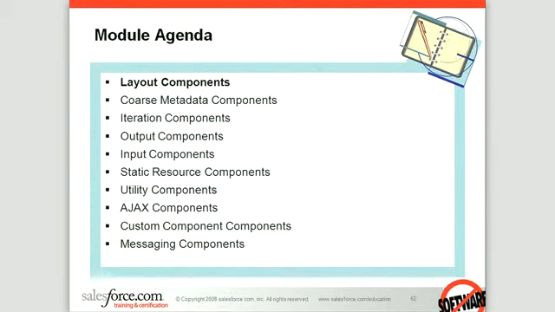So we're going to talk about layout, course metadata components. You've actually already used a couple of those. Iteration, input and output, static resources. We'll talk about some non-visual components, some AJAX, some custom components. So there's a whole slew of different components. Remember that there's about 70 tags within the library. We're not going to cover all of them, but we're going to go through a bunch of them to talk about what they do.